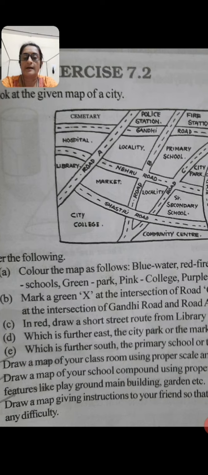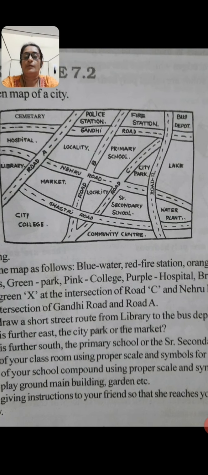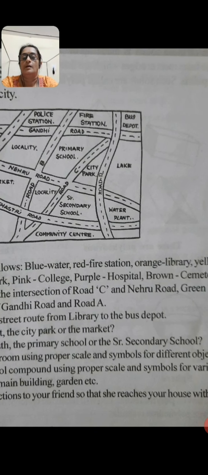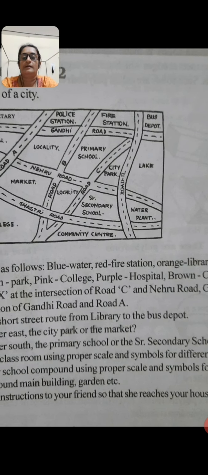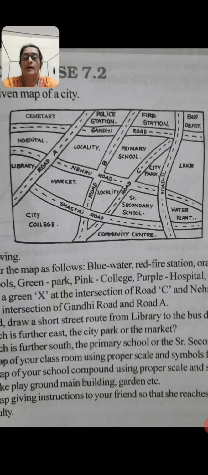Where you have to mark it? At the intersection of road C and Nehru Road. So you have to see the road C and where it crosses to Nehru Road, that part, that cross you have to mark with X, green color X.